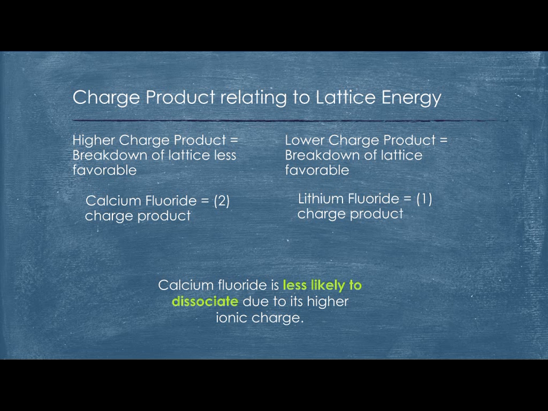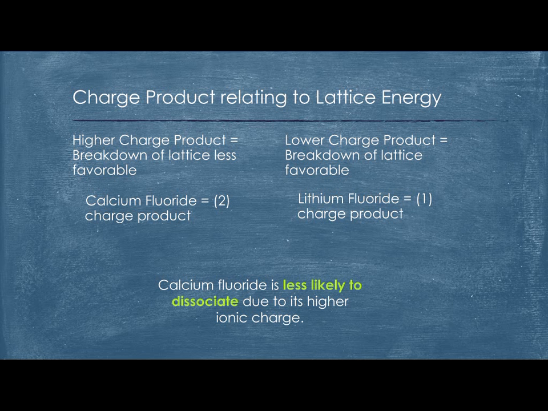All right, so charge product relating to lattice energy. Lattice energy is defined as the measure of the strength of the bond in an ion. So the higher charge product means that the breakdown of the lattice is less favorable, and the lattice energy is going to be greater.